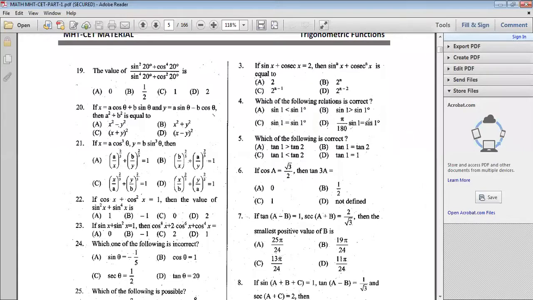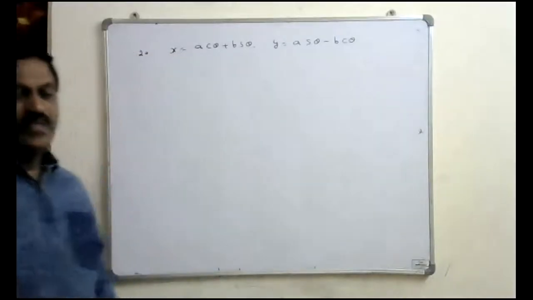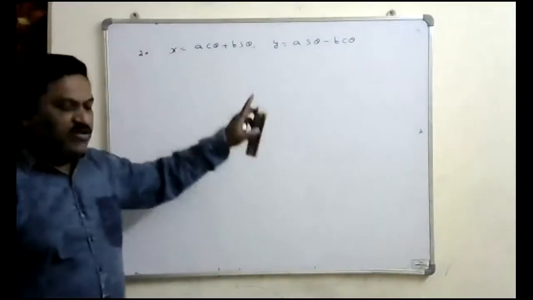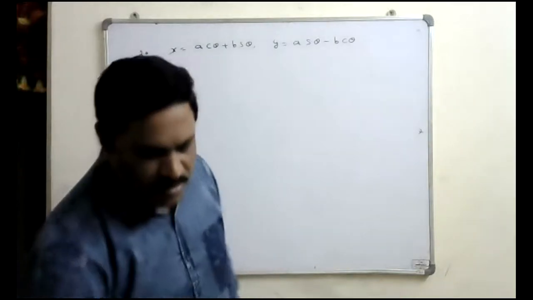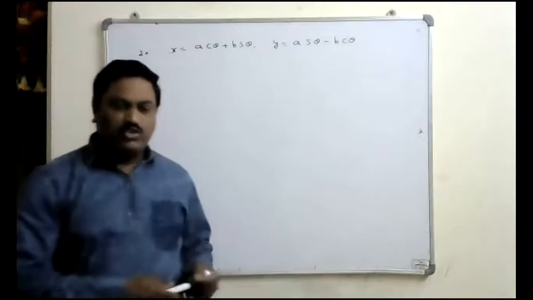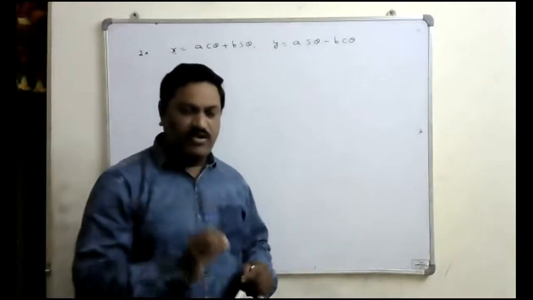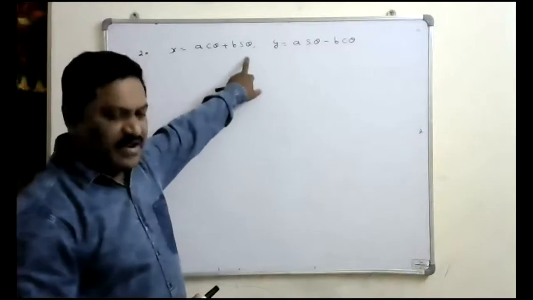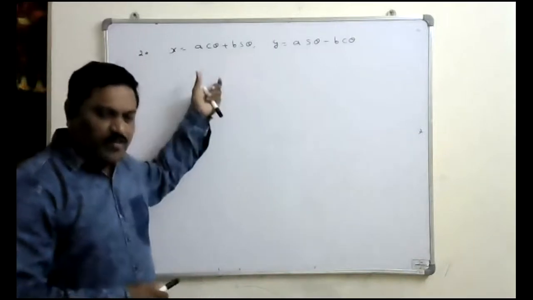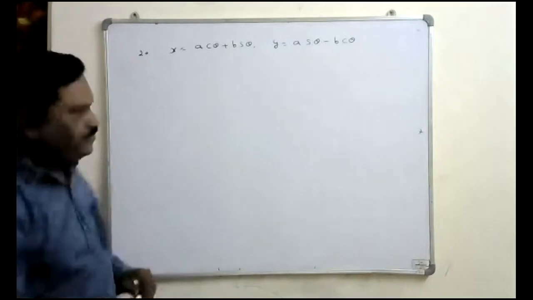So in the options there is no x at all, because the same problem is also there, I think, in the 10th class. So from these two equations we have to eliminate the theta. How can you eliminate the theta? Here the equations are in terms of sin and cos.